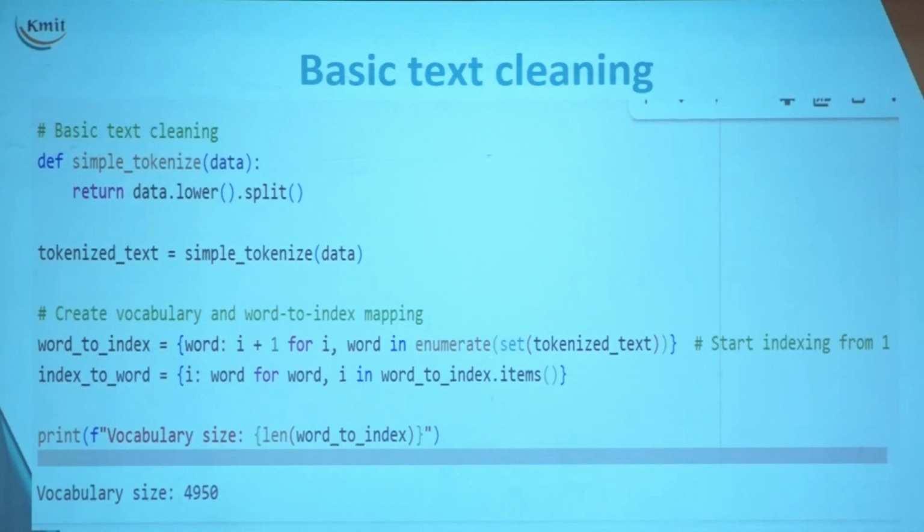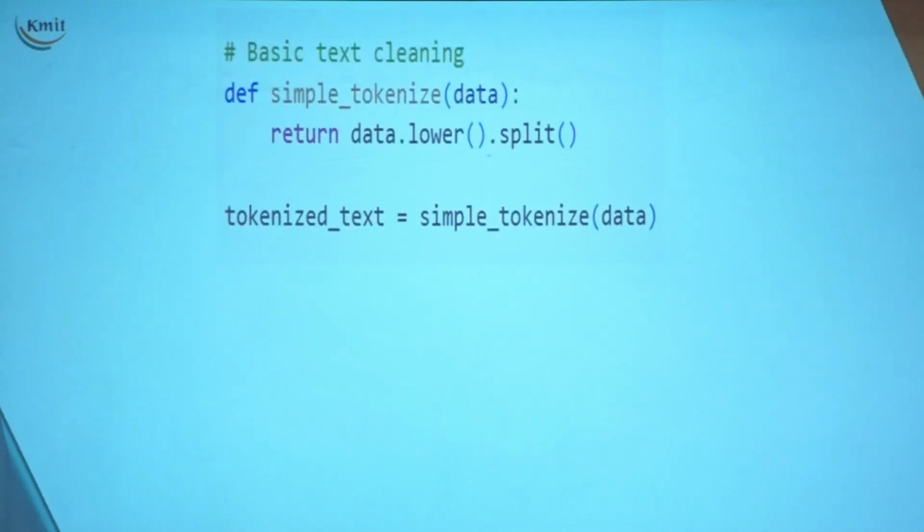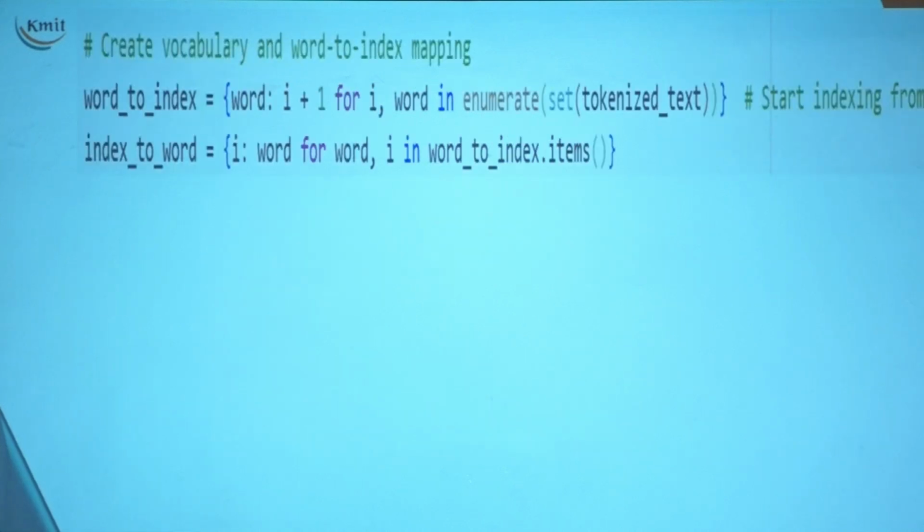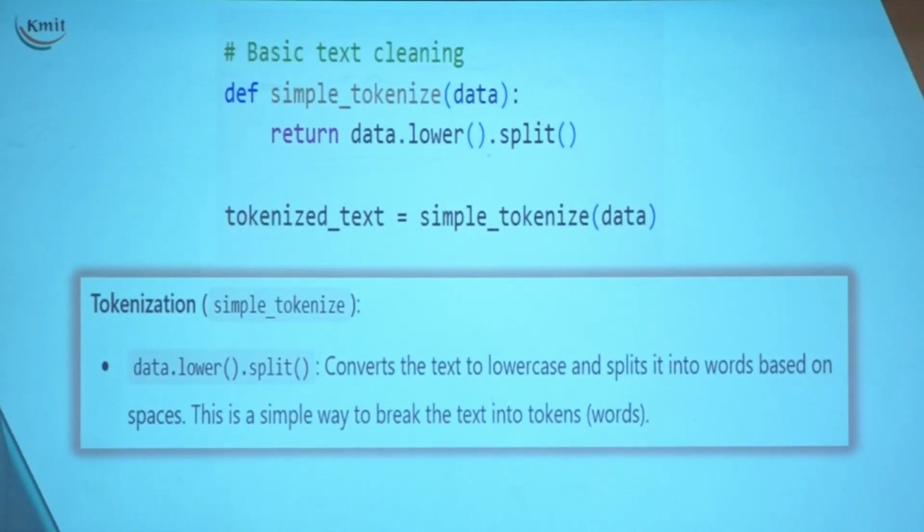What does the tokenization operation do? Split the data into unique tokens. So now you can see what I am doing here, basic text cleaning. I am defining a simple tokenize function wherein it is taking as parameter my input data, and then what is it returning? What is it returning, guys? data.lower().split().